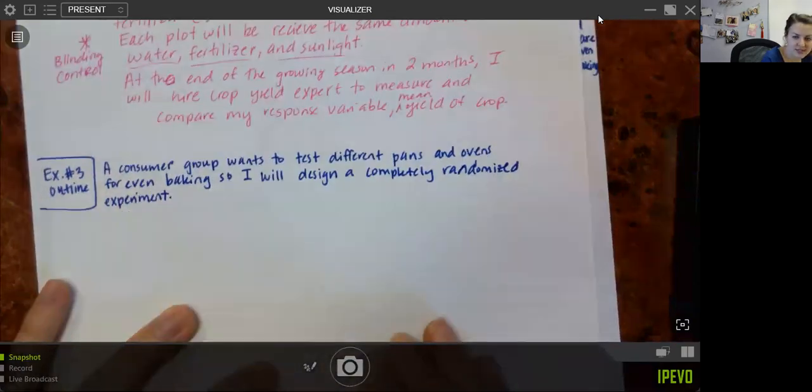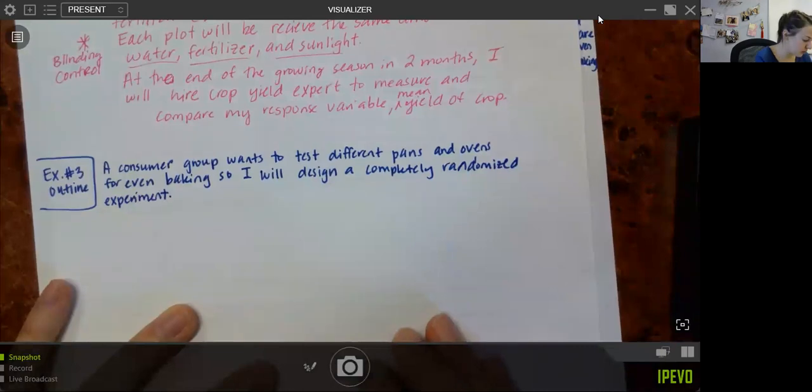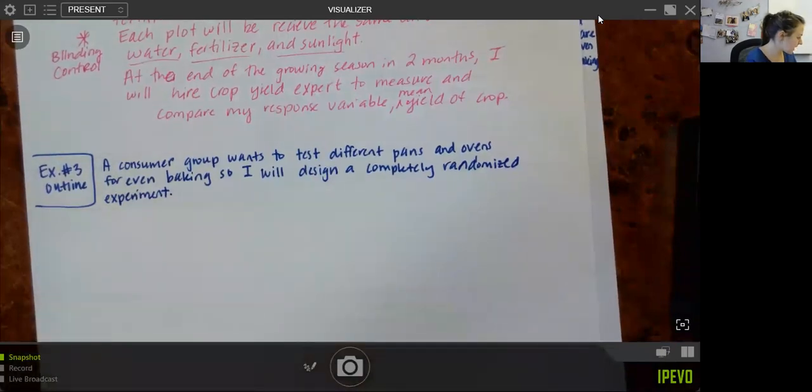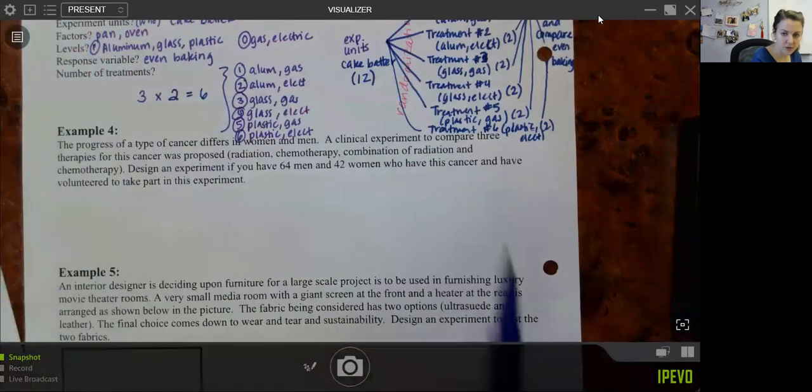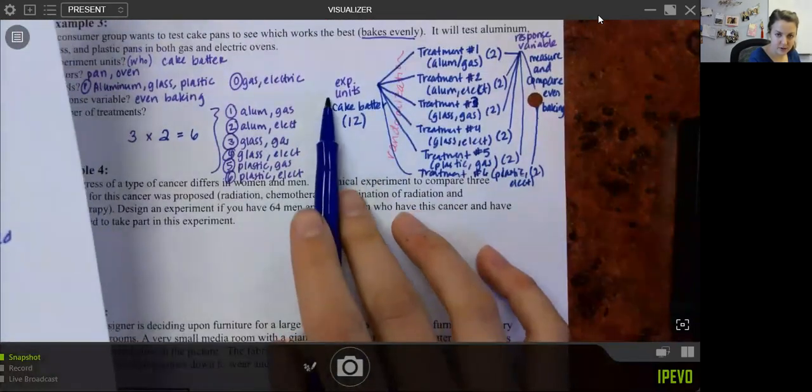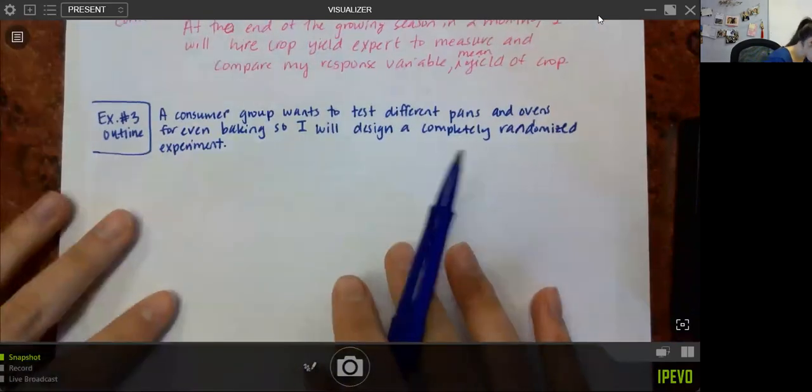How am I going to do this? So I have to talk about how I'm going to get my experimental units. Again, all I'm doing right now is following the map that I just created. Experimental units. Let's talk about those experimental units.